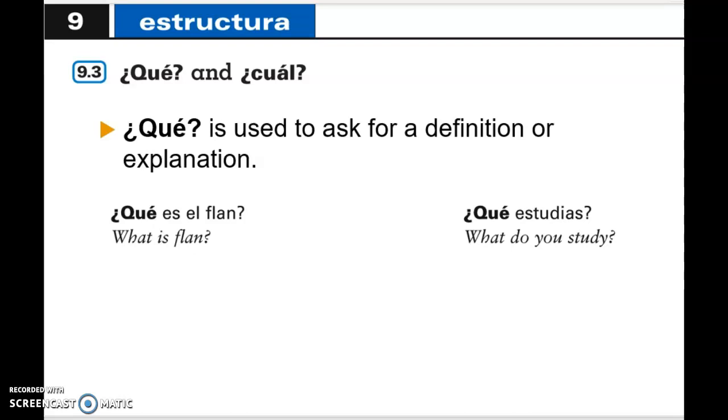¿Qué estudias? I am asking you, and probably you can say something like art or geography, cosmetology. What are you studying? Okay, so I don't really have an anticipated answer for those questions. In this case, we are going to use ¿qué? ¿Qué es el flan? ¿Qué estudias?